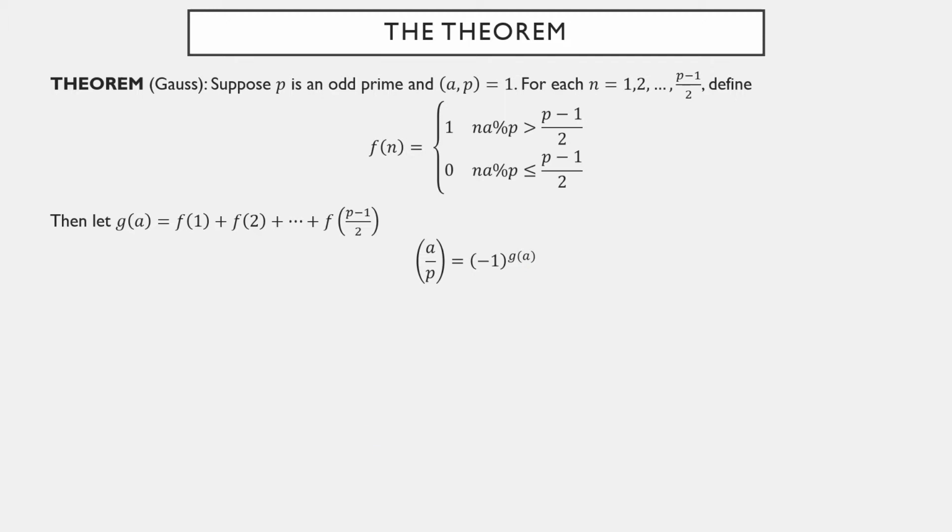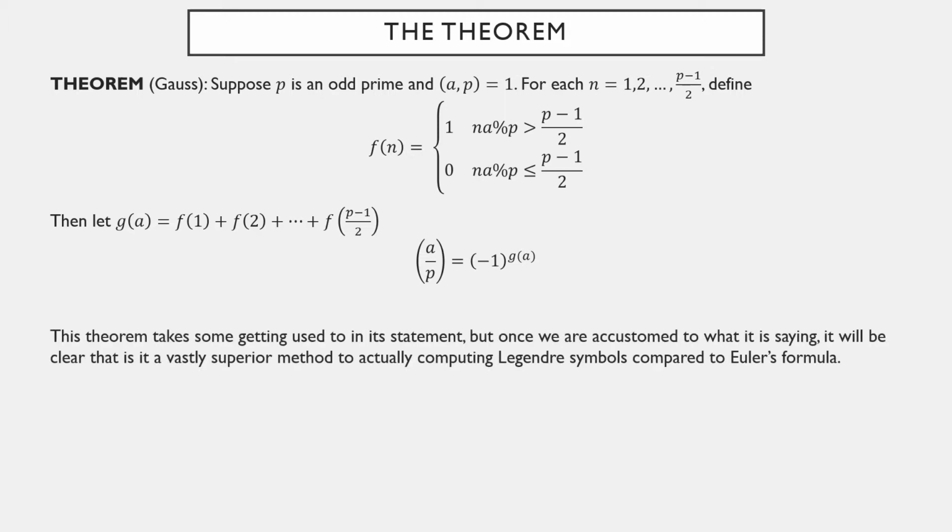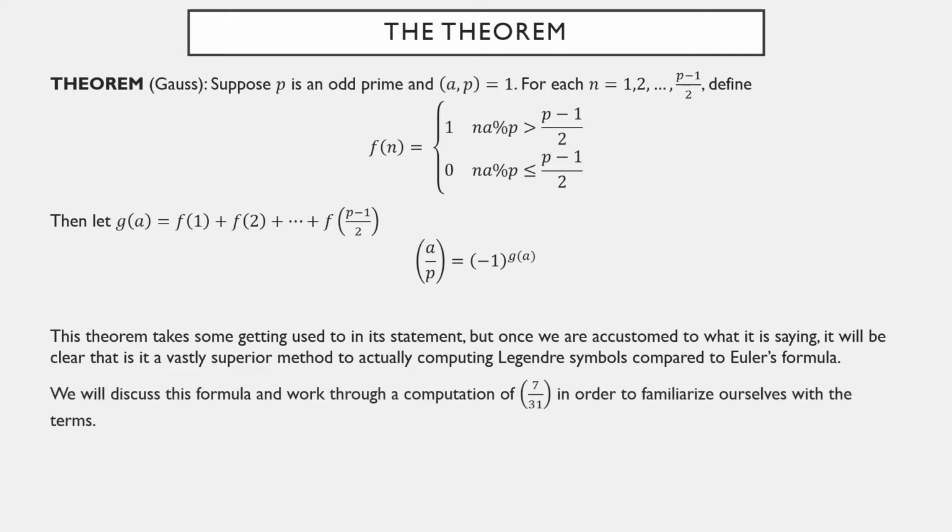So it takes a few steps to execute, and it's going to take many steps to prove. We will see in the next video, once we finally finish the proof of this, that the next video will be applying it and doing examples. We'll actually see that it is a tremendous improvement over Euler's method. It does take some time getting used to, but it will be a better way to compute Legendre symbols once we finally get our hands around it. So let's discuss the formula and do one sample computation just to understand what these terms actually represent.